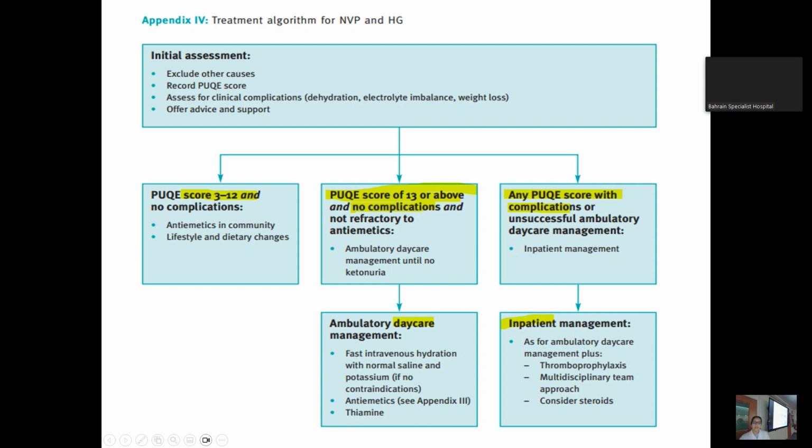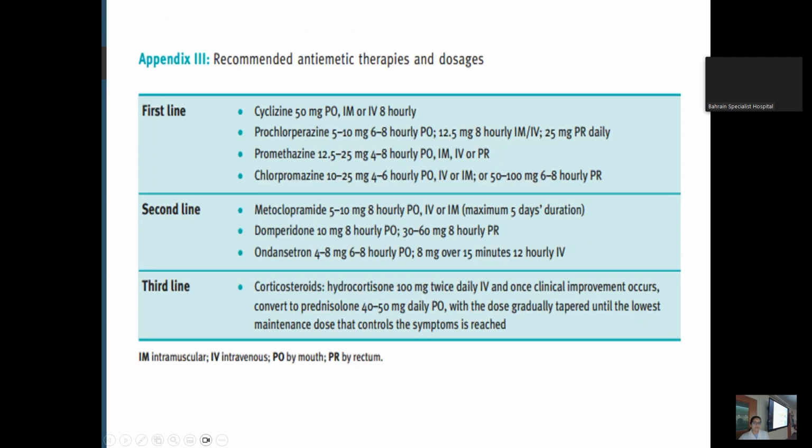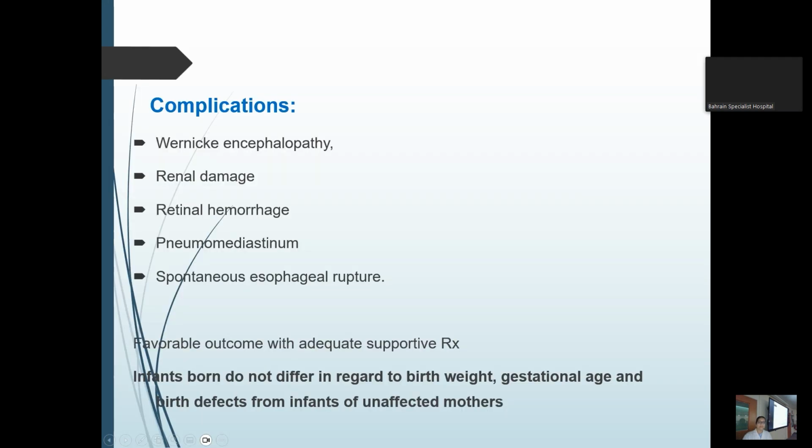If the patient has any score but with associated complications, or when daycare management is unsuccessful, we admit the patient. Apart from the normal management, we give the patient thromboprophylaxis and consider steroids also. So these are the recommended antiemetic therapies. The first line drugs are cyclizine, prochlorperazine, promethazine, and chlorpromazine. Second line drugs are metoclopramide, domperidone, and ondansetron. In refractory cases, we consider corticosteroids, hydrocortisone, and prednisolone.